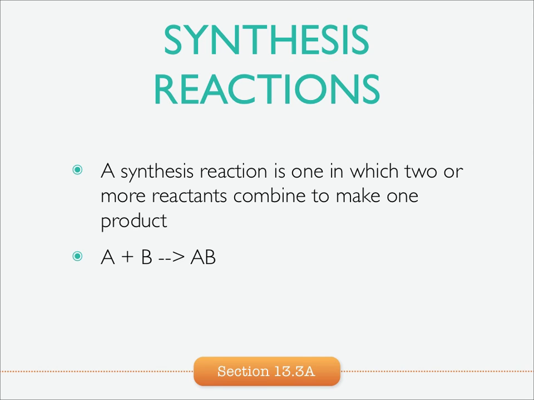So it's going to look something like this. You're going to have reactant A, reactant B, and you get one product put together. Typically, a lot of times these are elements. They don't have to be. They can be small compounds that are put together into a bigger compound.